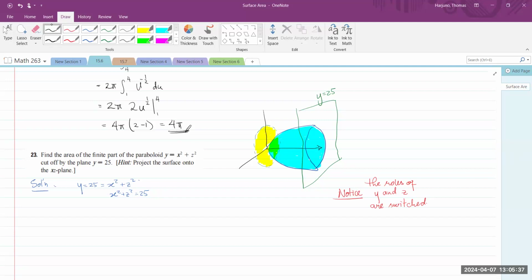What I want to say is this: we are not looking for z sub x, we will look for y sub x and y sub z now, because the surface is defined with y equals a function of x and z. So this will be 2x, this will be 2z, therefore y sub x squared plus y sub z squared plus 1 will be 4x squared plus 4z squared plus 1. Put them under square root.